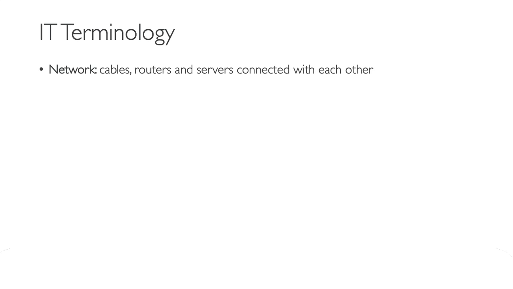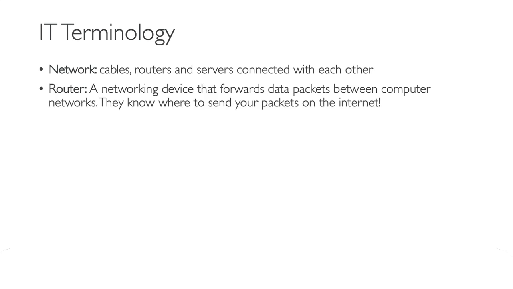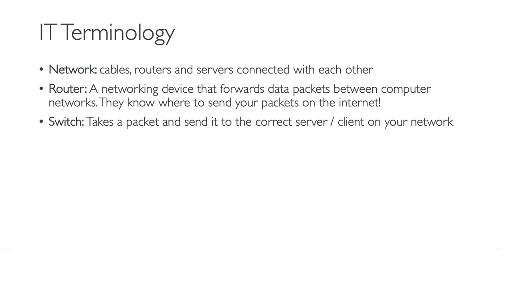So if we just want to define a little bit of IT terminology before we get started, the network is a bunch of cables, routers, and servers that are going to be connected with each other. And the router is a specific device that will forward the data packets between computers in the networks, and they will know where to send your packets on the internet, just like your post-delivery service. Now when we have a packet and it arrives at the destination, there's a switch. And the switch will send the packet to the correct client on your network.